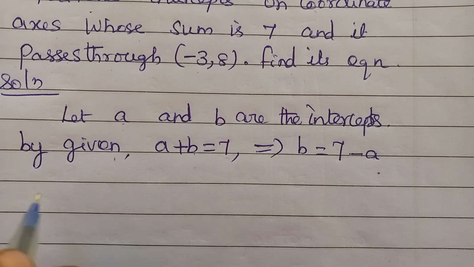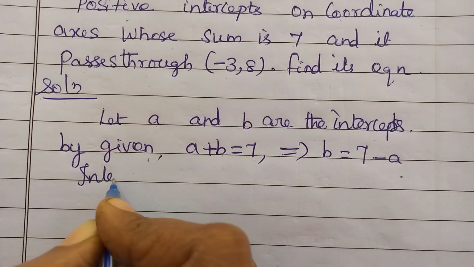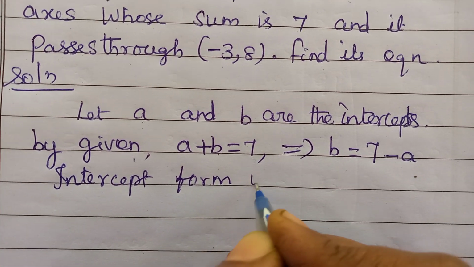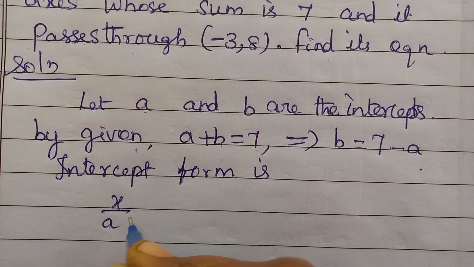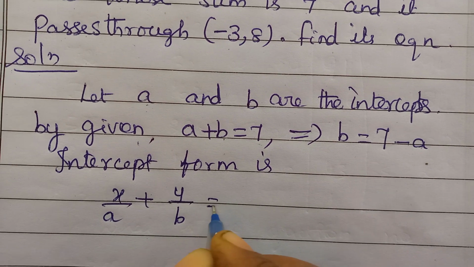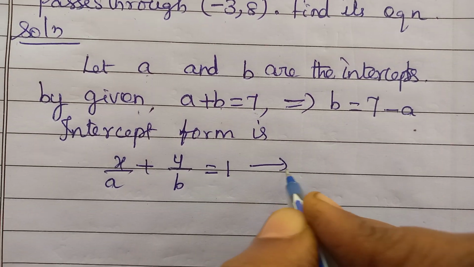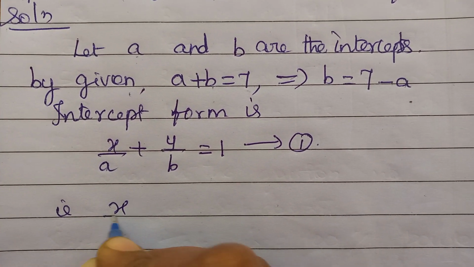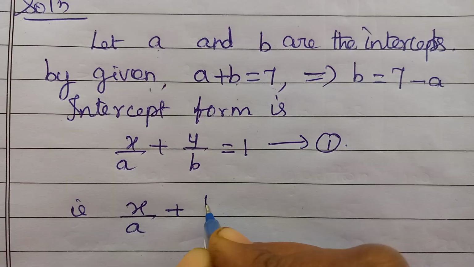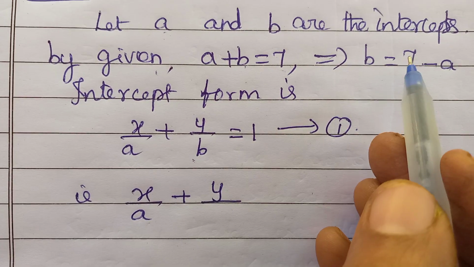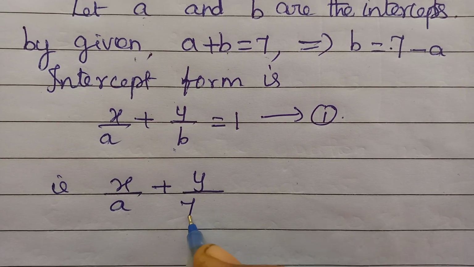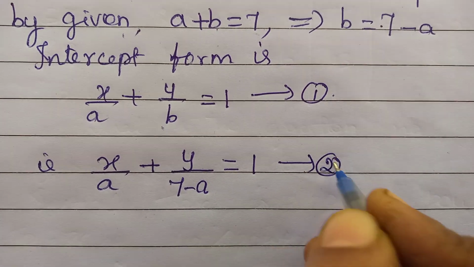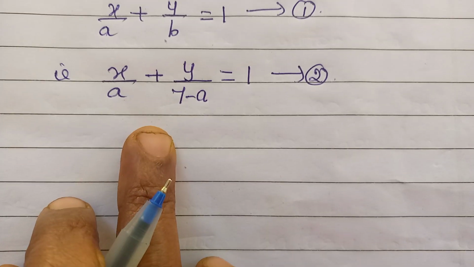We know the intercept form. What is the intercept form? Do you remember the formula? The intercept form is x by a plus y by b is equal to 1. Let us take it as equation number 1. That is x by a plus y by, in place of b we have 7 minus a, equal to 1. Apply it. Equation number 2.